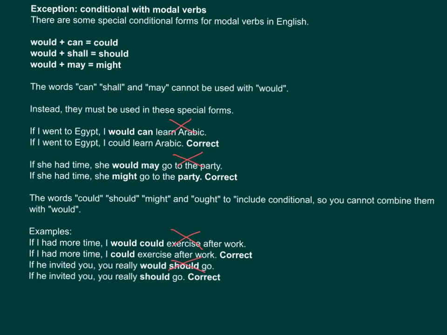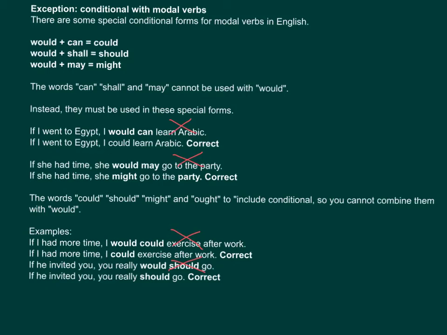Exception: conditional with modal verbs. There are some special conditional forms for modal verbs in English. Would plus can means could. Would plus shall means should. Would plus may means might. The words can, shall, and may cannot be used with would. Instead, they must be used in these special forms.